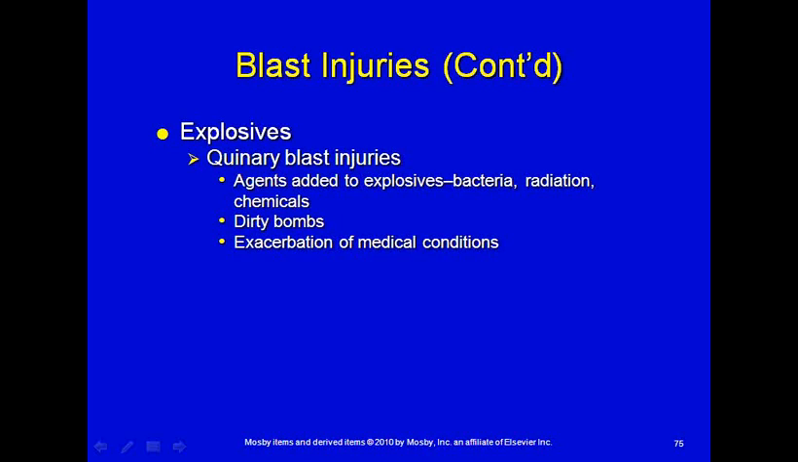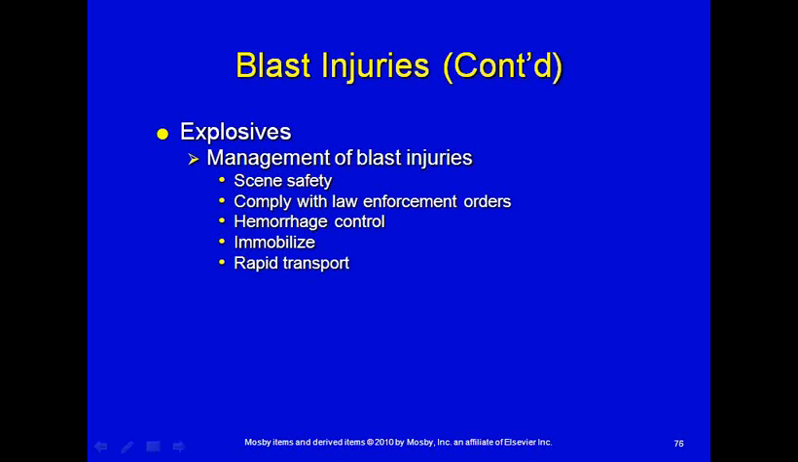Dirty bombs refer to a small suitcase where some low-grade plutonium is placed in there. The injury is not going to be from the plutonium or the radiation. The injury is going to be from the primary blast wave. And then, of course, exacerbation of medical conditions.